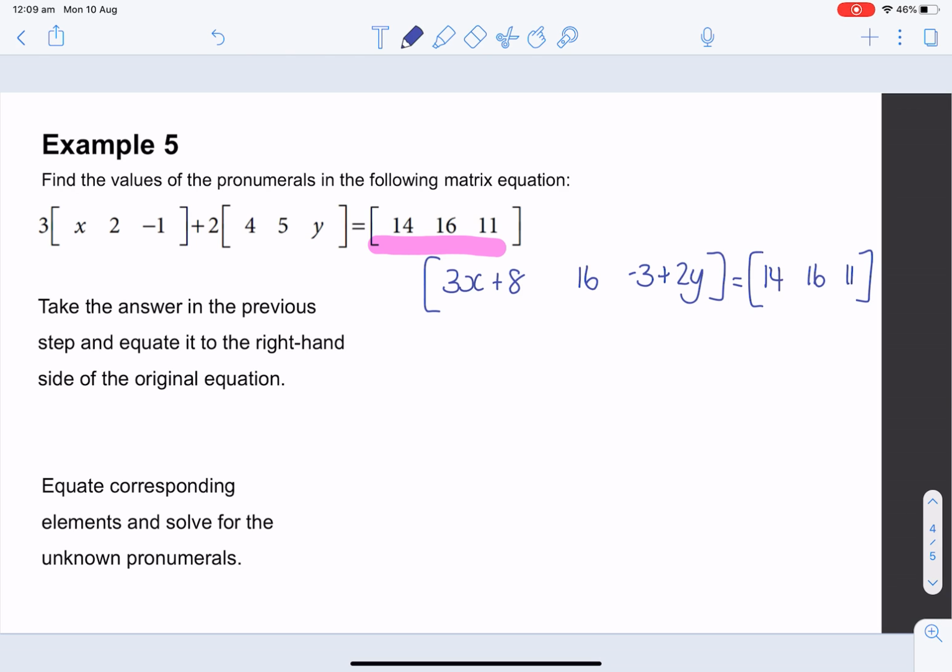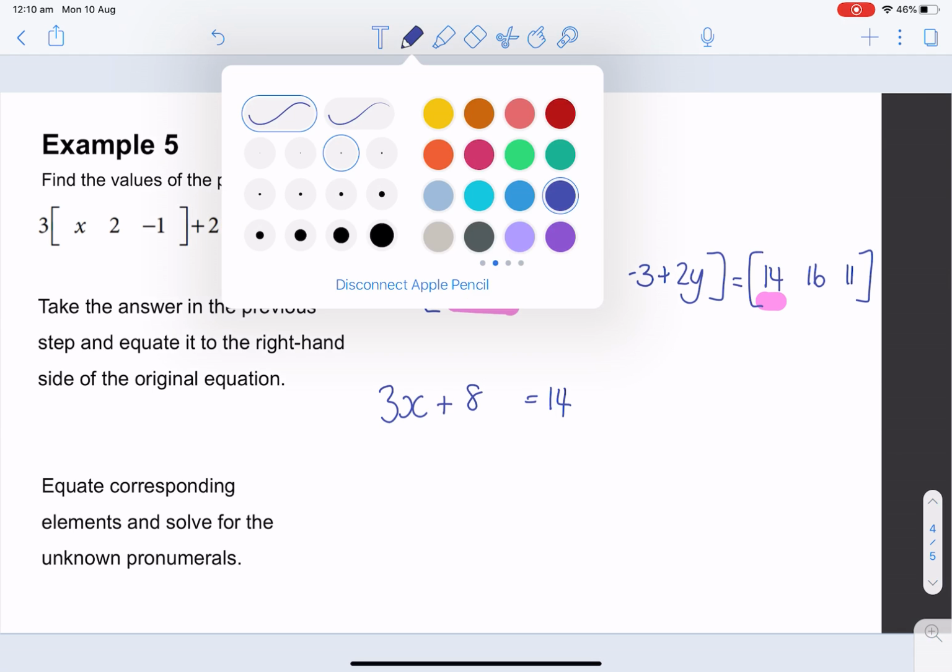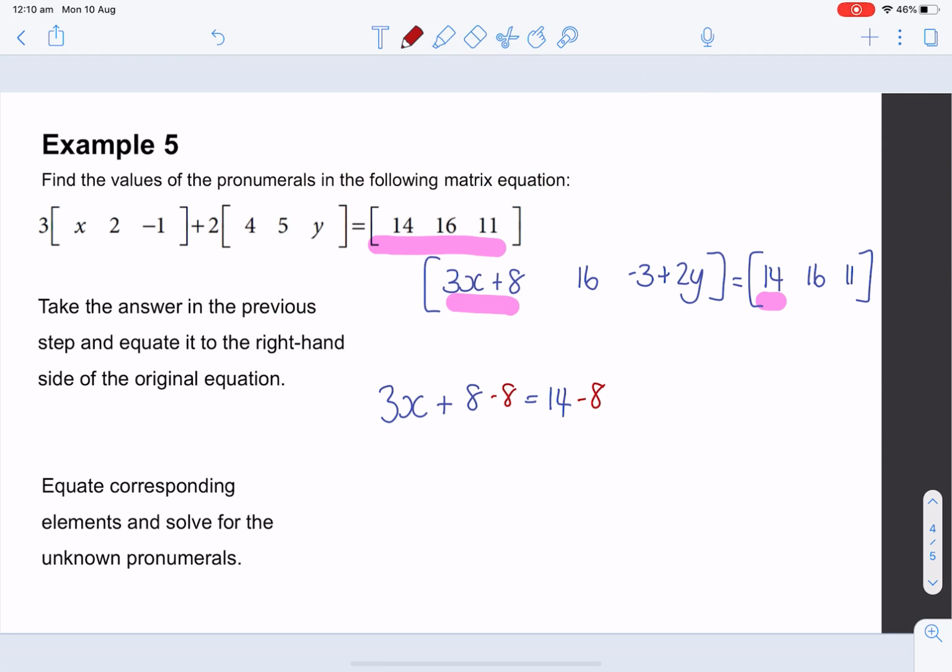The next step says equate corresponding elements and solve for the unknown pronumerals. The pronumerals that we're trying to find are x and y. So we take 3x plus 8, and the corresponding element in the other matrix, also in position A11, is 14. So 3x plus 8 equals 14. If I take 8 off that side and take 8 off that side, I end up with 3x is equal to 6 and x is equal to 2.